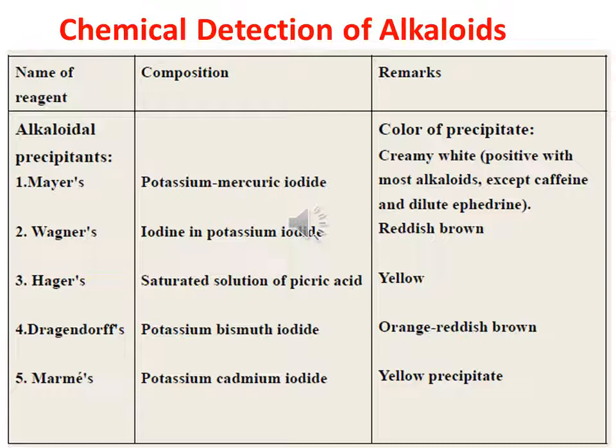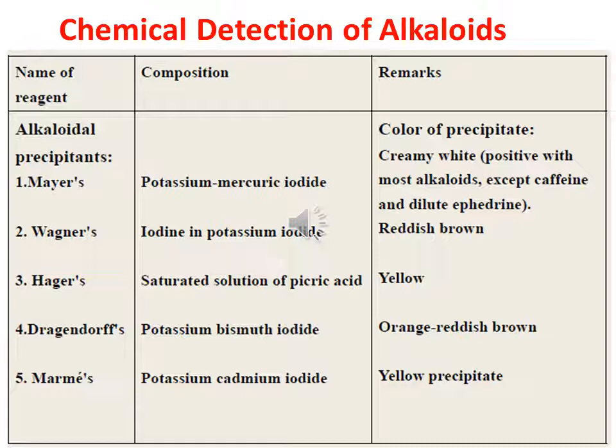The other most widely used chemical method is Wagner's method. In Wagner's method, iodine is dissolved in potassium iodide solution. If your sample contains an alkaloid, it gives a reddish brown precipitate. The third most widely used method is called Hager's method. In Hager's method, a saturated solution of picric acid is made to react with the suspected sample. If the sample contains any alkaloid, it gives a yellow precipitate.